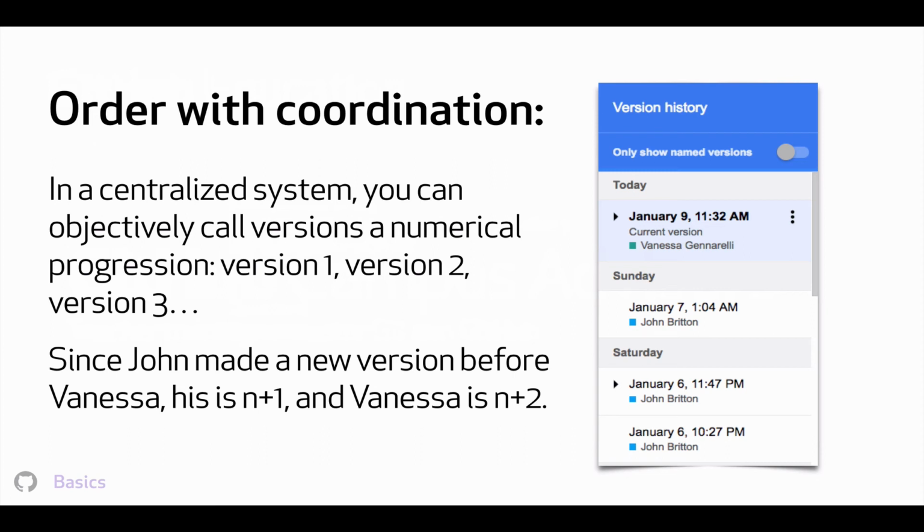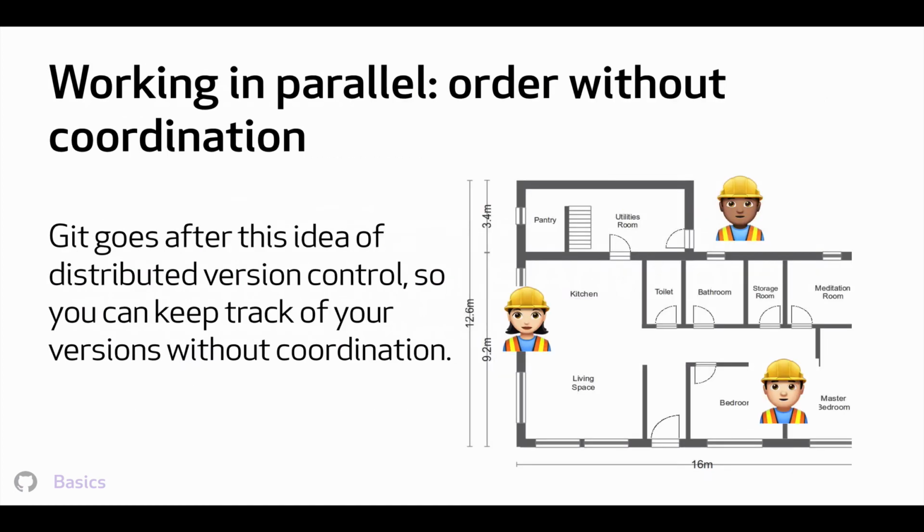When we talk about versions of a project, we often use a numerical progression. Version 1, version 2, version 3. And if you have a centralized system, that works because you can objectively say, hey, John made a new version before Vanessa. So therefore, John's version is n+1 and Vanessa's is n+2. But if you don't have a network connection and you're not coordinated, there's no way to tell who should be n+1 and n+2 in real time. So Git goes after this idea of distributed version control, which allows you to work on your projects and take snapshots without coordination.